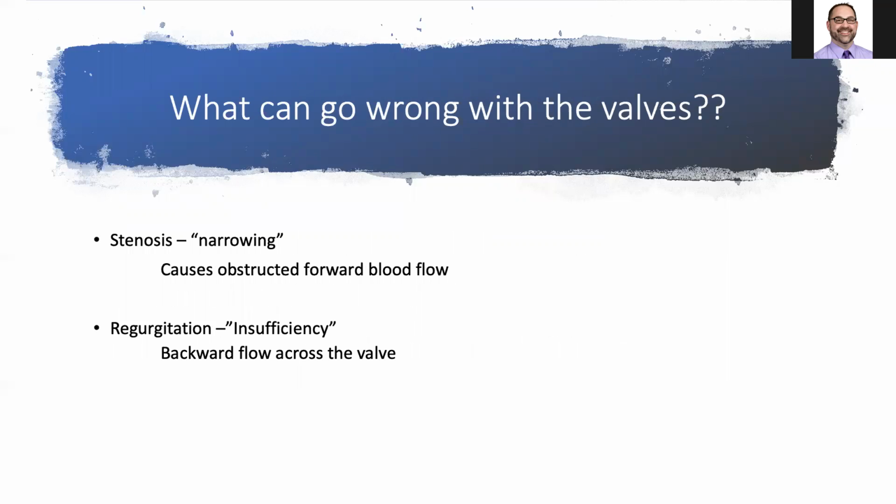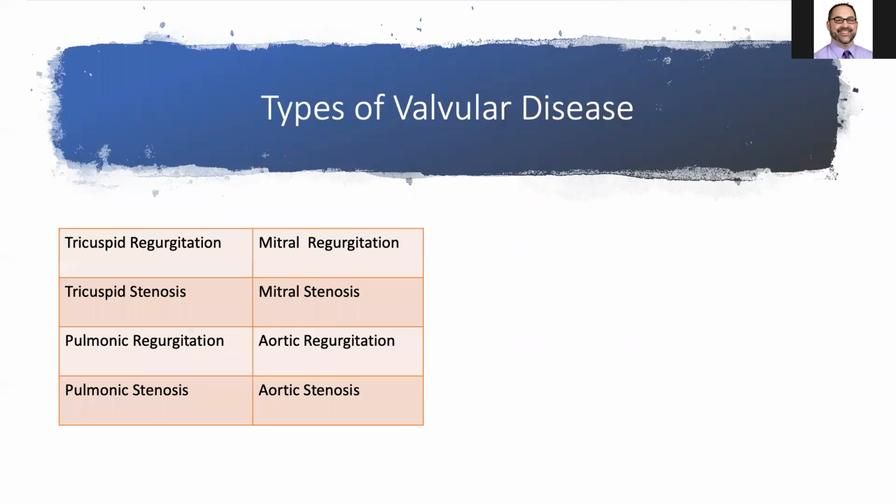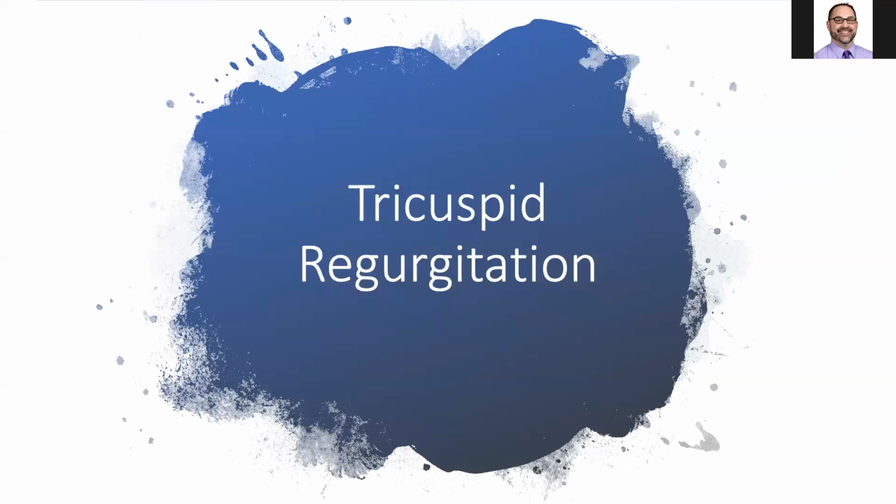So what could go wrong with valves? Stenosis and regurgitation. Stenosis is narrowing, regurgitation is insufficiency, so backflow against the valve. Stenosis causes obstruction of the flow out of the valve. Types of valvular disease, obviously, we've got regurgitation and stenosis in each valve. Really, when you talk about treatment, you treat them from a surgical standpoint differently based on the severity of stenosis, regurgitation, and symptoms.